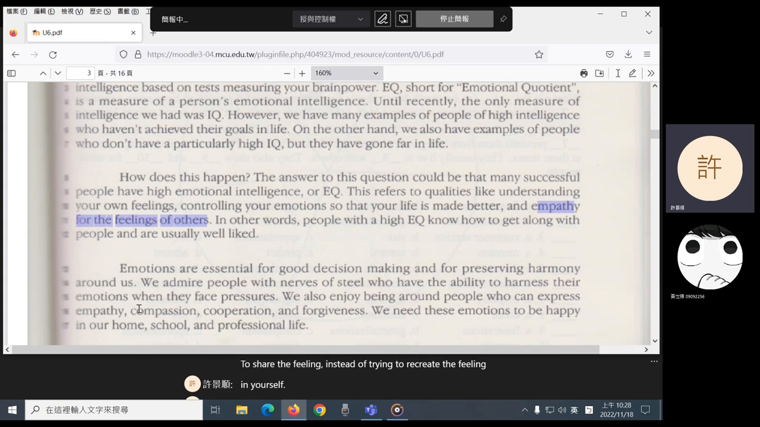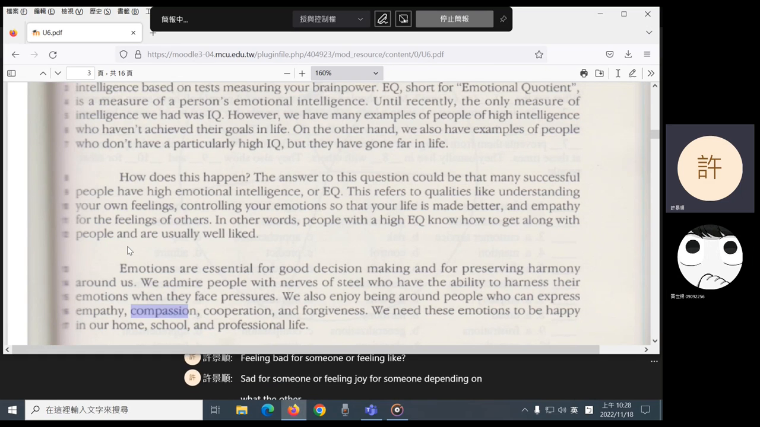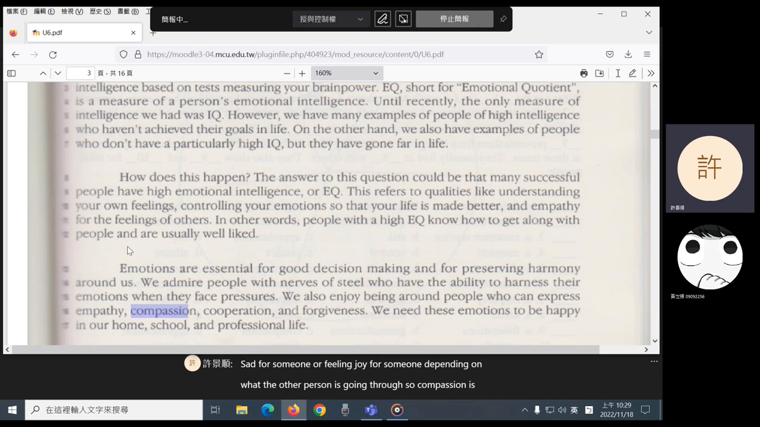And then later we will see this word, compassion. In Chinese, we also call this 同情. It's very confusing. But I guess a better way to say this is like 悲悯之心吗? 恻隐之心. Compassion is simply feeling bad for someone or feeling like sad for someone or feeling joy for someone depending on what the other person is going through. So compassion is your own feelings related to someone else.